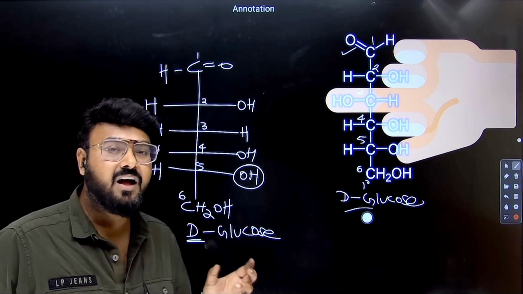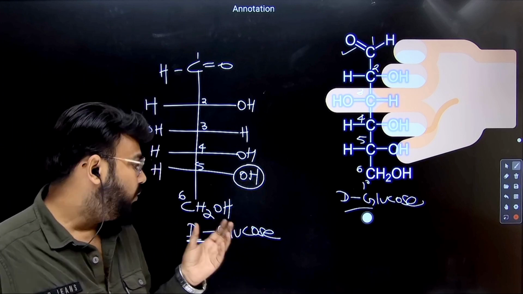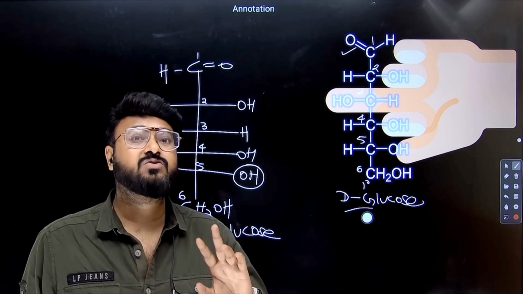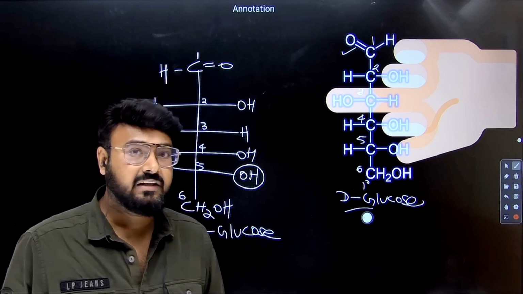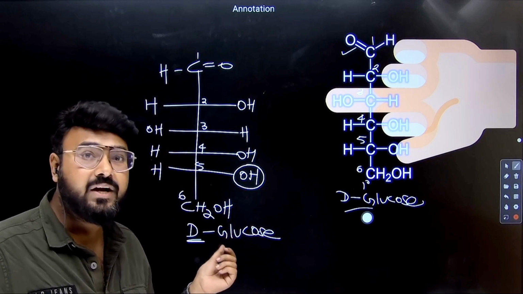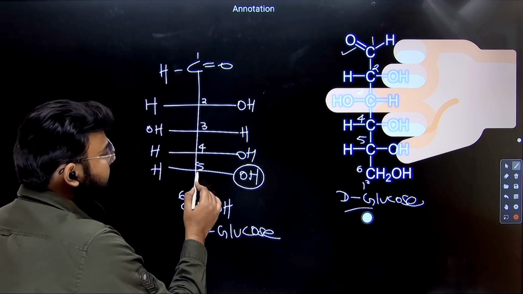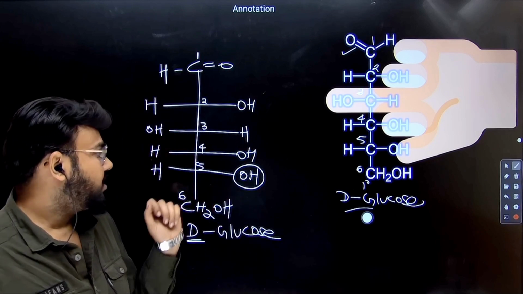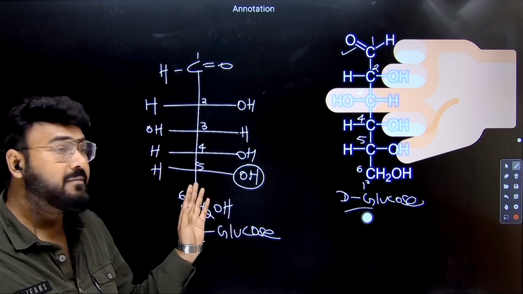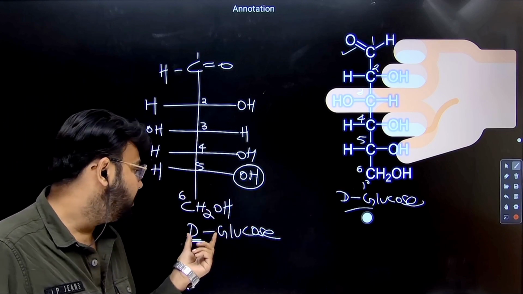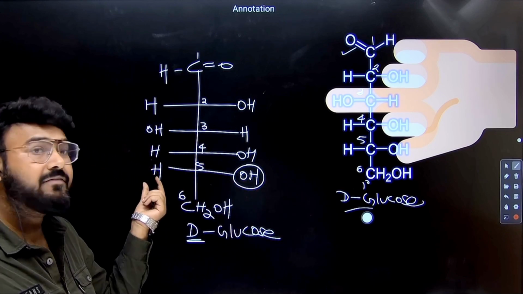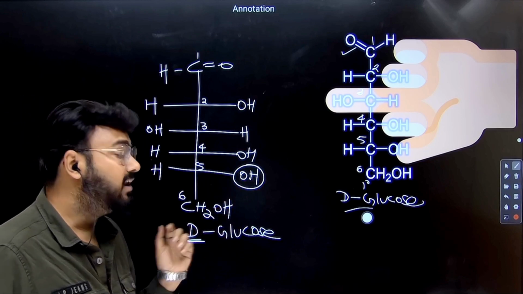Because there is a difference between uppercase D and lowercase d. When it's a lowercase d, it means it's dextrorotatory, that we will discuss in the next video. And when it is lowercase l, it's levorotatory. So for now, you need to remember the second last carbon, or you can say the last chiral carbon, when OH is on the right, it's called D-glucose. If OH was on the left, it would have been called L-glucose.